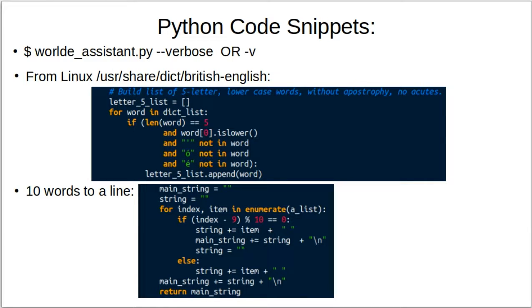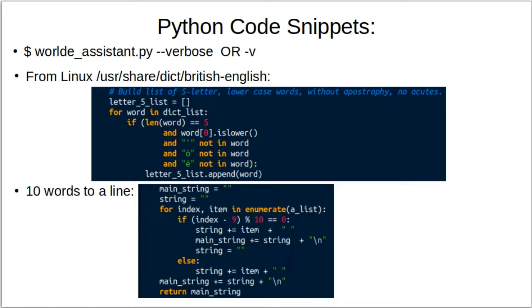So a bit more information can be extracted from it. From the Linux distro that I've used, in the user share dict, there's a British-English word list, and it contains proper nouns, apostrophe S words, some words with acutes and graves. So by feeding into it this if statement and all its little parts, I check, there's about 100,000 words, I think, in the British English dictionary, but I only want the five-letter ones because of the words I would use with Wordle.